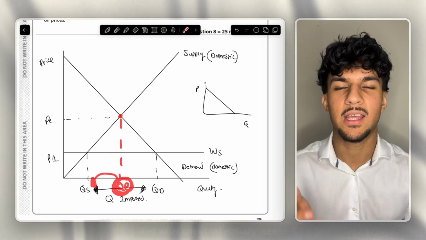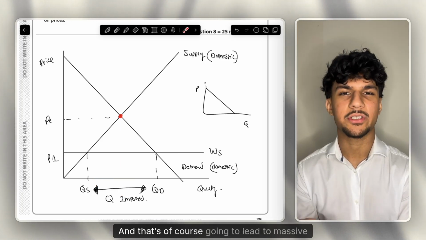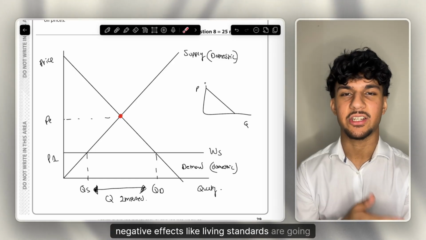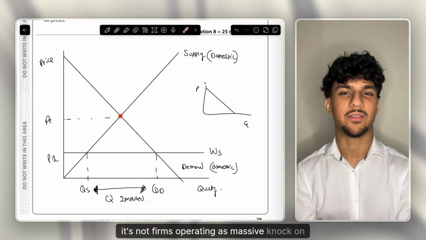And what does that actually mean? It means that we're just supporting other countries and neglecting our own country. That's of course going to lead to massive negative effects, like living standards decreasing due to a decrease in GDP, since firms are not operating, and a massive knock-on negative effect.